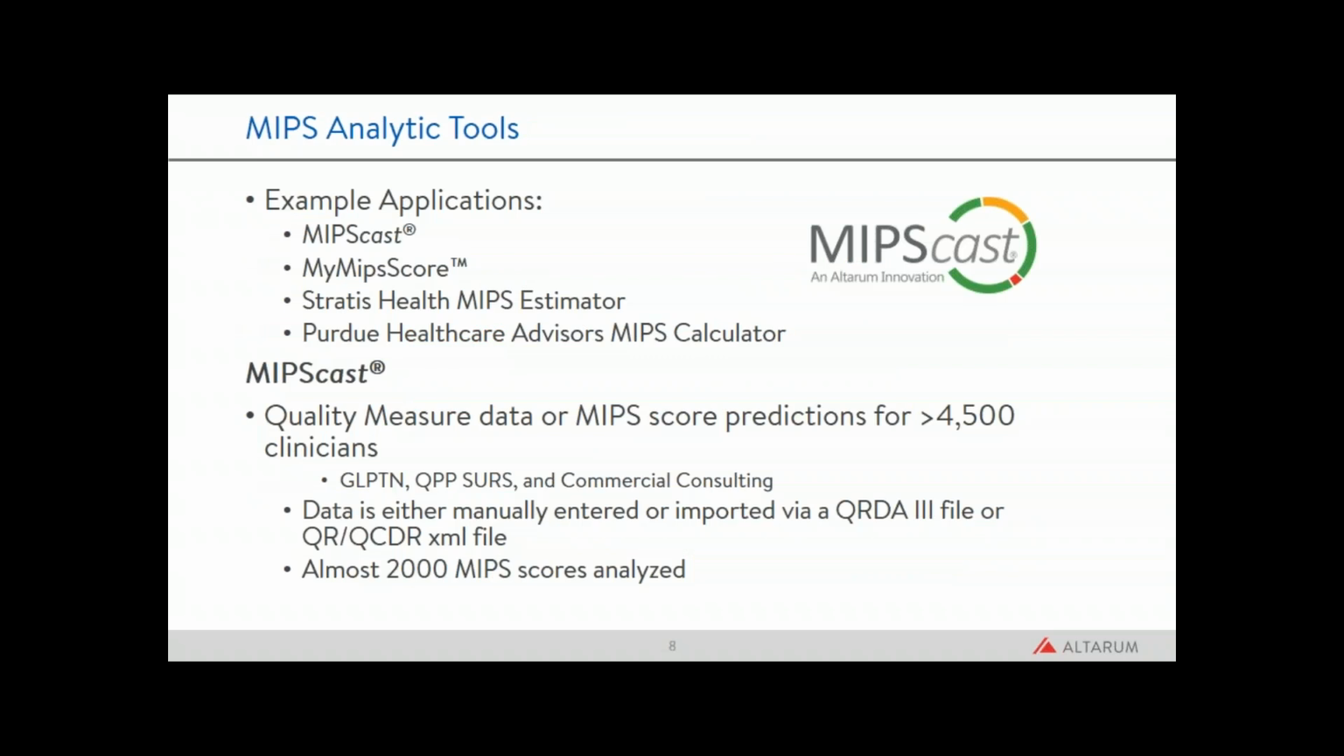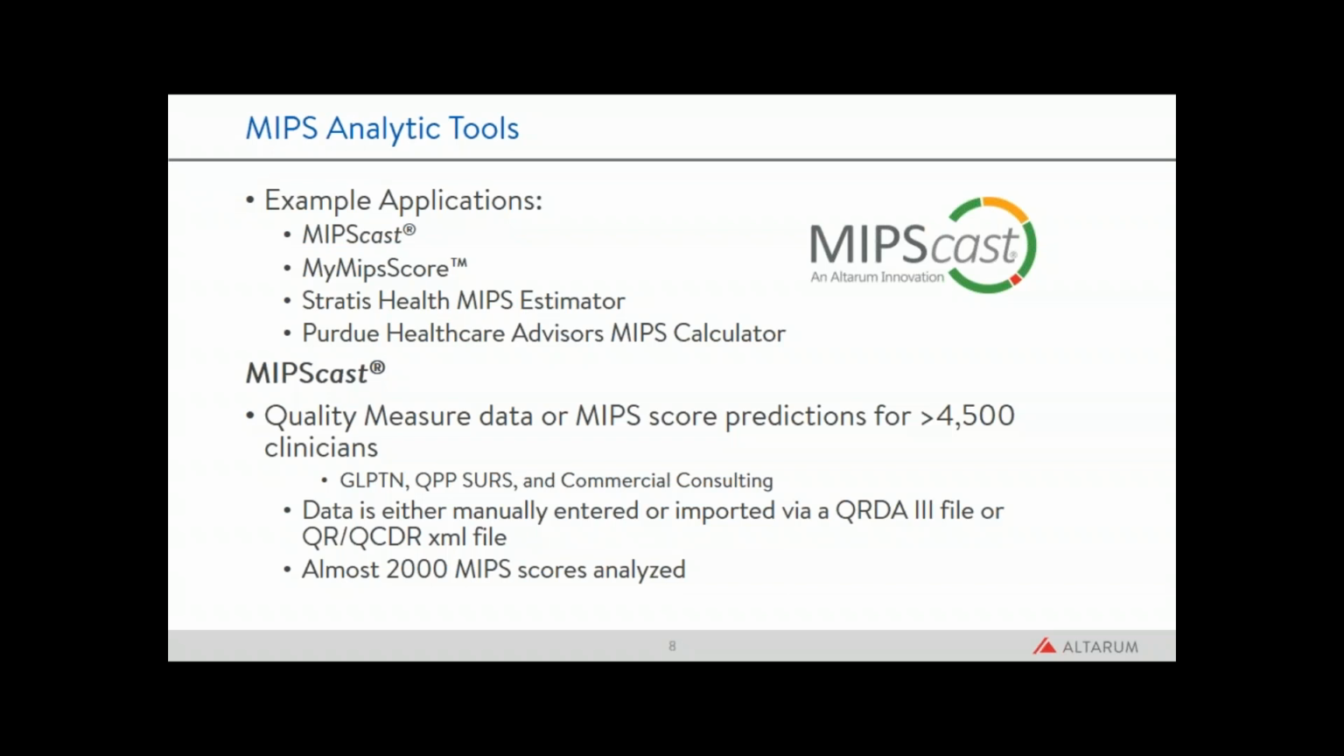So there are several applications available to calculate MIPS program scores. Some examples include MIPScast, MyMIPS Score, the Stratus Health MIPS Estimator, and the Purdue Healthcare Advisors MIPS Calculator. Today we'll be reviewing the analytic capabilities of MIPScast, a MIPS forecasting tool that is being used by thousands of clinicians as part of the Great Lakes Practice Transformation Network, the Quality Payment Program support for small, underserved, and rural practices, and through commercial access.